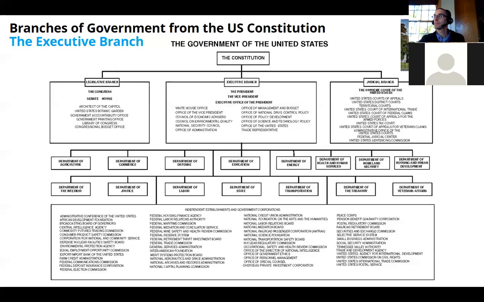Secretaries of each department. Right. It's the secretary, the top person, the secretary of each of these departments. Department of Agriculture, Department of the Interior, Commerce, Justice, Defense, Labor, Department of State, Education. Okay, I could read the whole thing across.